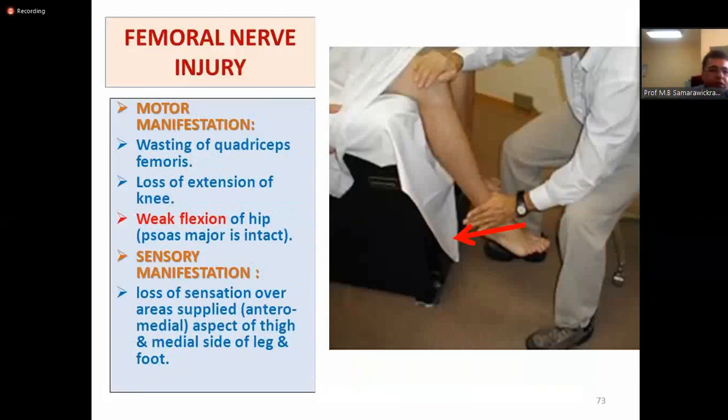Then femoral nerve injury results in paralysis of the anterior compartment of the thigh. So wasting of quadriceps, loss of extension of the knee and weak flexion of the hip due to paralysis of rectus femoris, with iliopsoas intact as major. Sensory manifestation is loss of sensation over the area supplied, that is the anterior medial aspect of the thigh and the medial side of the leg and foot, the saphenous nerve.